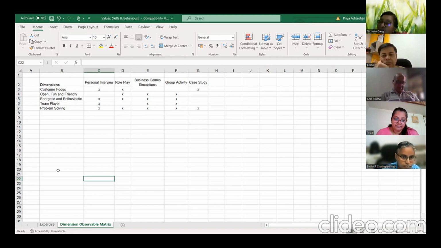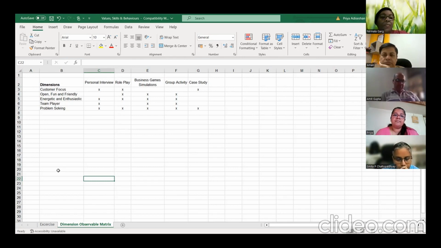Got it? Then you can infer, hey, he's trying to look at a problem and then he's trying to understand the problem. So one is you can give an individual problem, or two is you can also give a group activity where you want to see both team player and also problem solving activity.